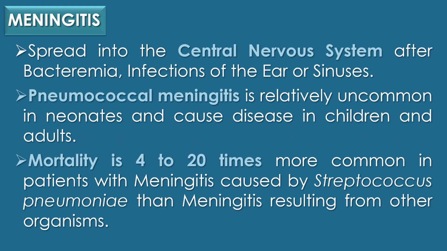The third clinical disease caused by Streptococcus pneumoniae is meningitis. Streptococcus pneumoniae can spread into the central nervous system after bacteremia or infection of the ear or sinuses. Pneumococcal meningitis is relatively uncommon in neonates, and Streptococcus pneumoniae is now a leading cause of death in children and adults. The mortality rate is 4 to 20 times higher in patients with meningitis caused by Streptococcus pneumoniae than in meningitis resulting from other organisms.